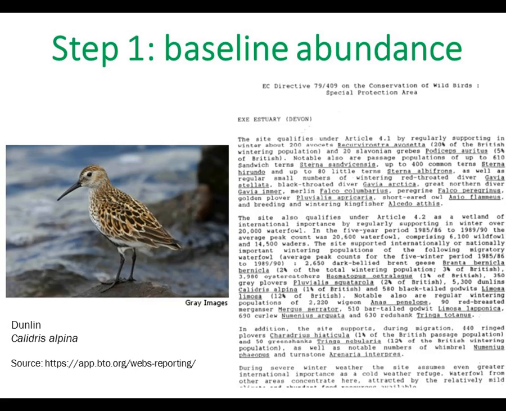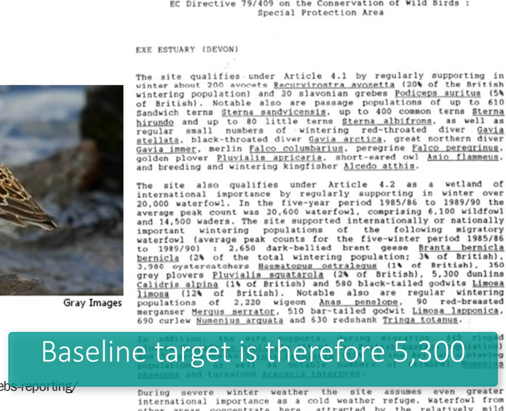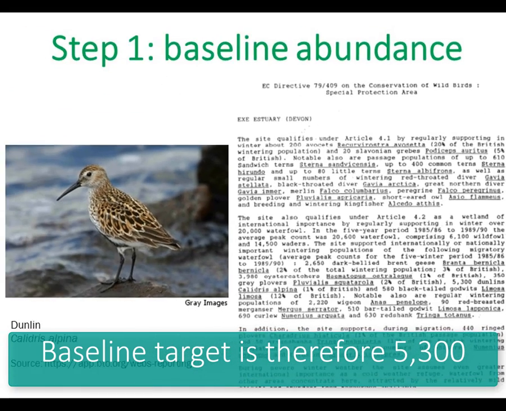Here is the citation for the Exe Estuary SPA, showing an average of 5,300 dunlins were using the site when the SPA was classified. Our baseline target is therefore 5,300.